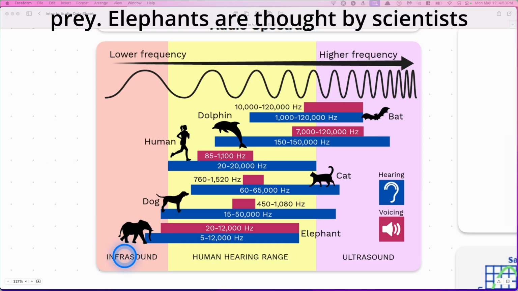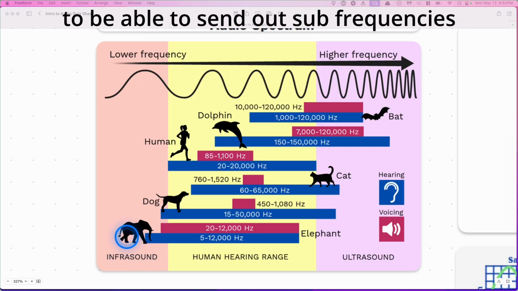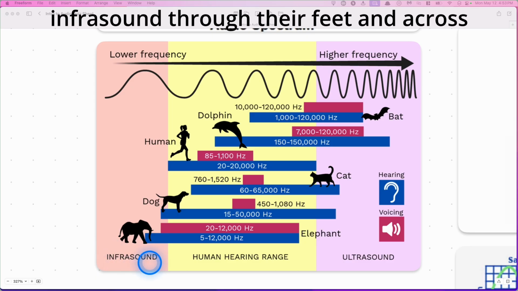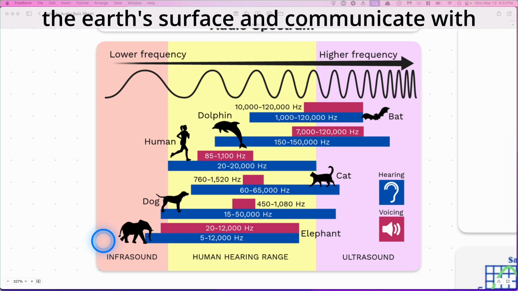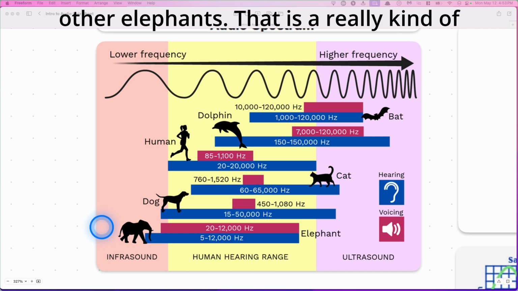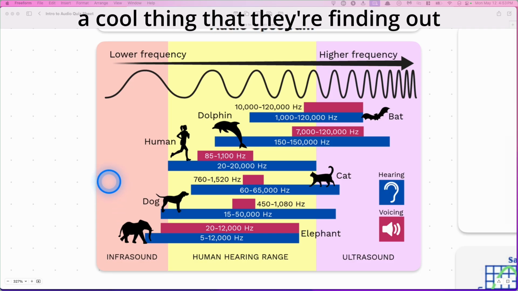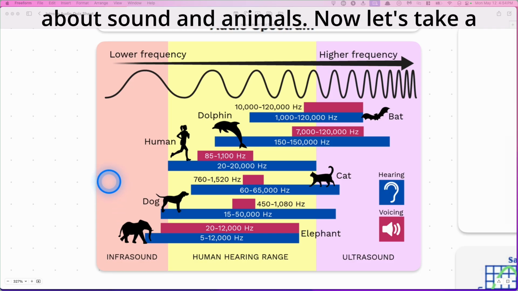Elephants are thought by scientists to be able to send out sub-frequencies, infrasound, through their feet and across the Earth's surface and communicate with other elephants. That is a really cool thing that they're finding out about sound and animals.